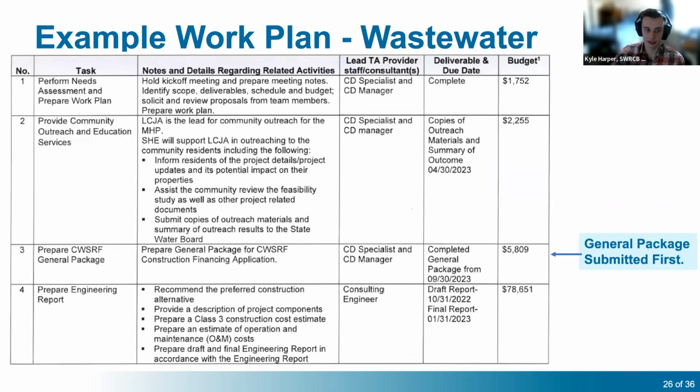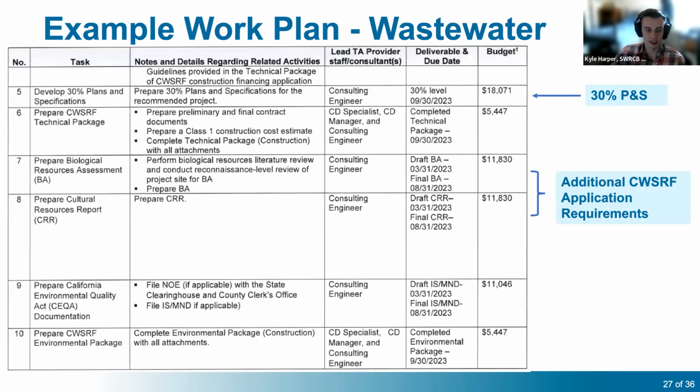Now jumping to the deliverable table. I would like to just point out deliverable number 3, the CWSF general package. Notice how, again, the general package is submitted first. This again is crucial so that construction PM gets assigned as early as possible. And then after that, we mentioned to prepare an engineering report. And then after that, we jump to plans and specs. And again, notice how this is only 30% plans and specs. Since again, this is a wastewater project and 30% is all that is necessary to clear an environmental review.